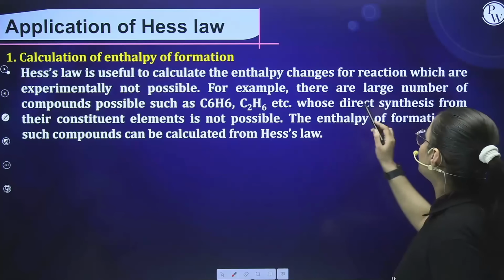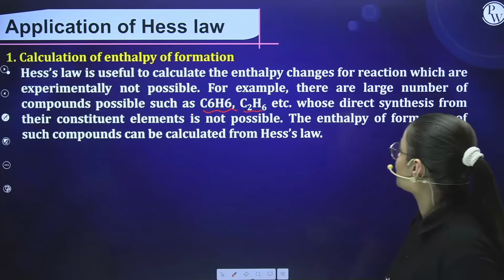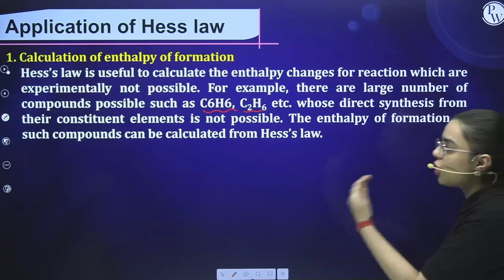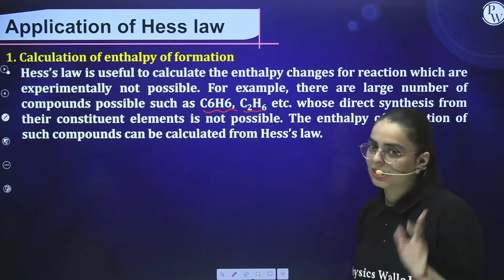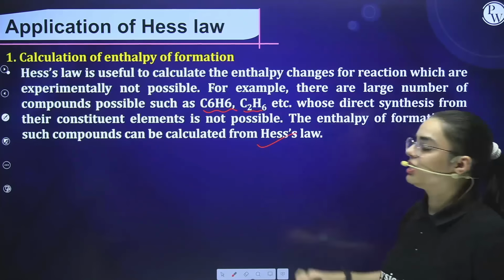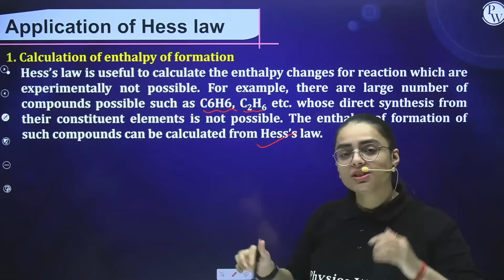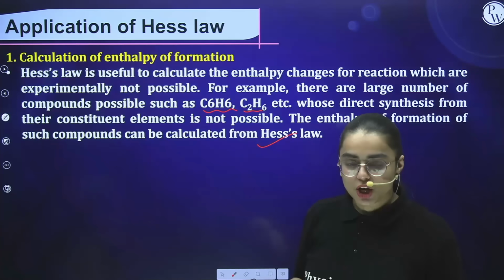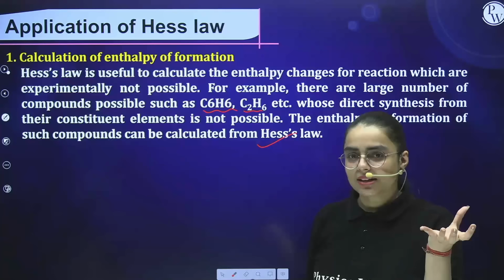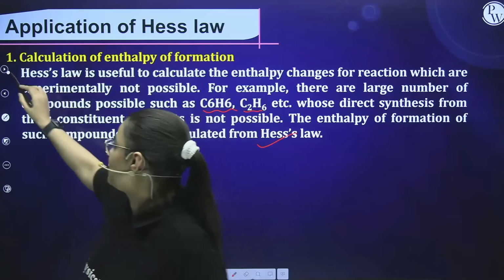For example, there are a large number of compounds such as C6H6, C2H6, etc., whose direct synthesis from their constituent elements is not possible. Clear? Okay, the enthalpy of formation of such compounds can be calculated with the help of Hess law. Like, you will be given a certain reaction and you will be told the reaction is occurring in certain steps. So for the certain steps you can calculate delta H, that will be equivalent for the main reaction. Is it clear? Just we have done the same case.